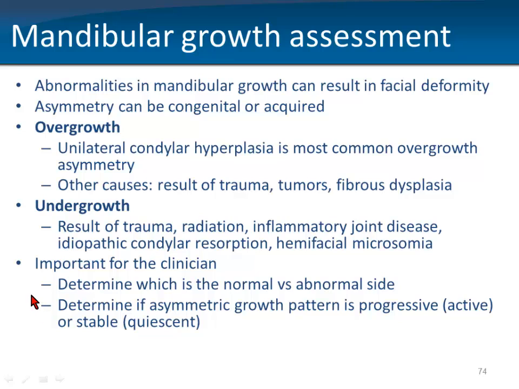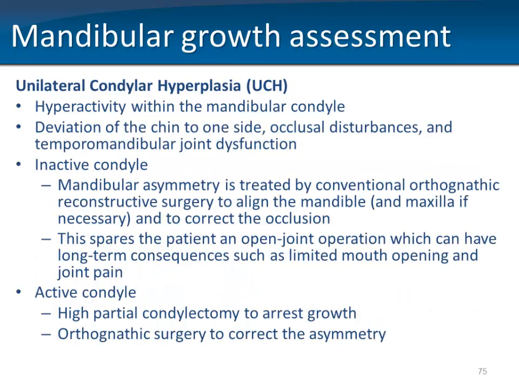What is important to the clinician is to determine which is the normal side and which is the abnormal side, and to determine if the asymmetric growth pattern is progressive, that means it's still active, or it has become quiescent and is now stable. So for unilateral condylar hyperplasia, hyperactivity is seen within the mandibular condyle when it is active. You get a deviation of the chin to one side. You can get occlusal disturbances, and it can also lead to degenerative changes in the temporomandibular joint.